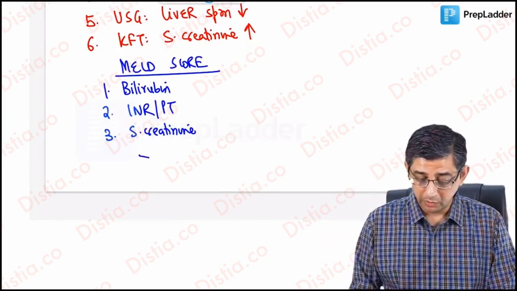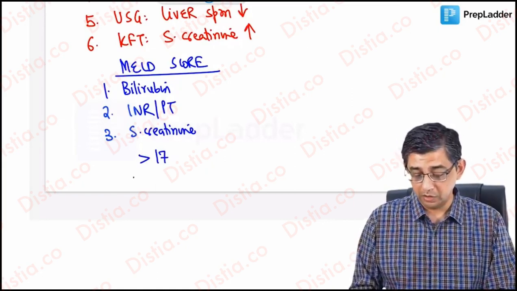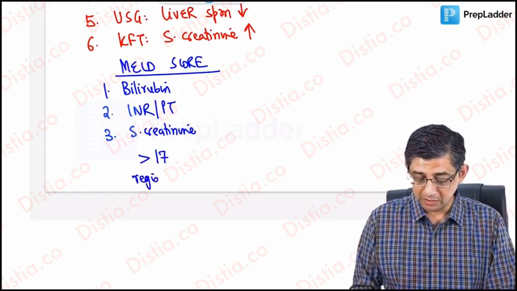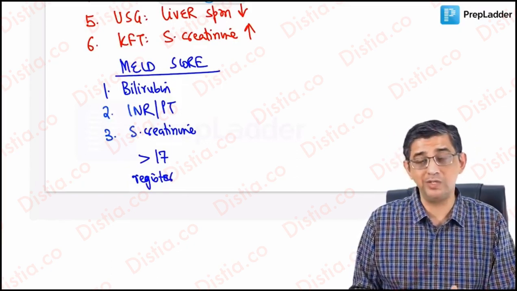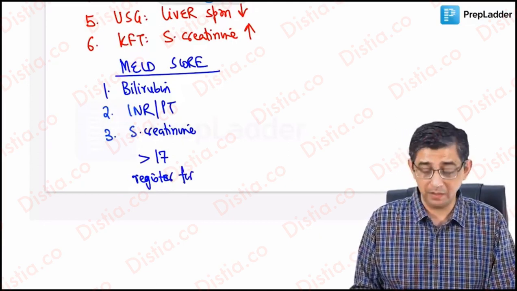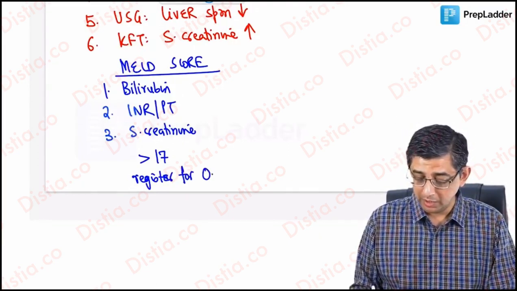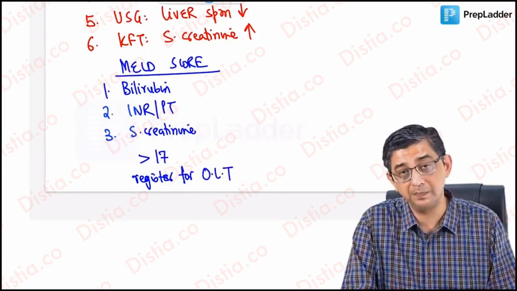I also want to tell you that the higher the MELD score value, the more is the need for orthotopic liver transplantation. In some books, it might be given as 18, some books might give 17. The values can vary, but a value of at least 17 or higher indicates a bad prognosis. So you need to, ASAP, as soon as possible, register this patient for orthotopic liver transplantation.